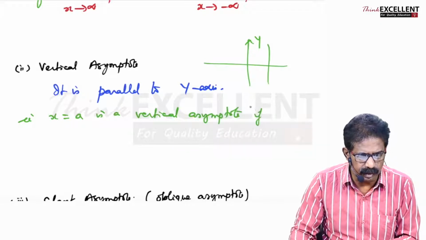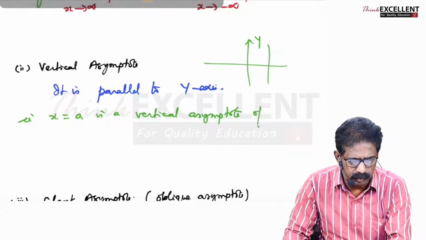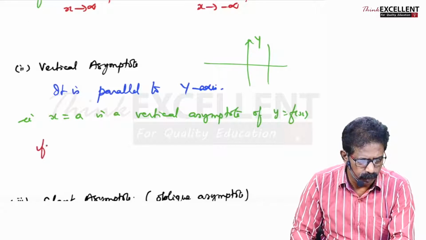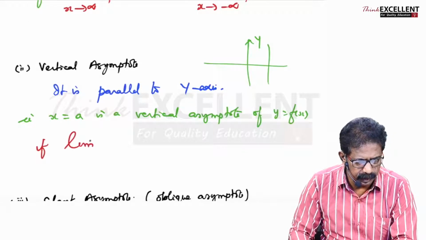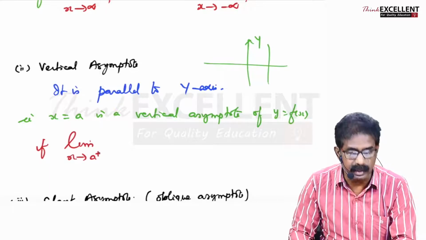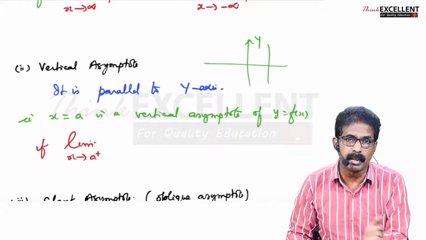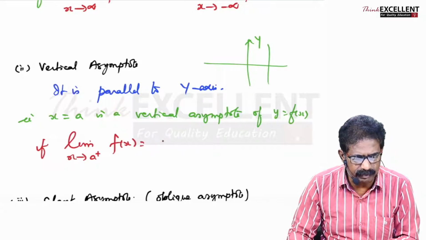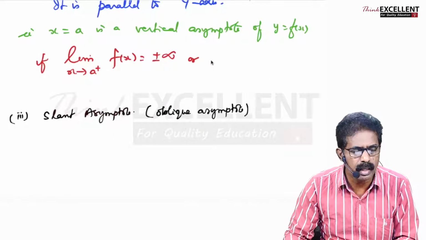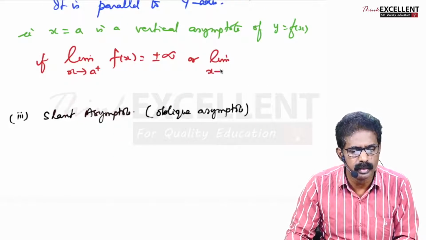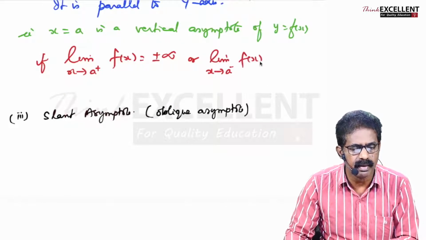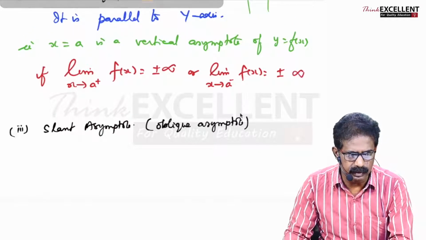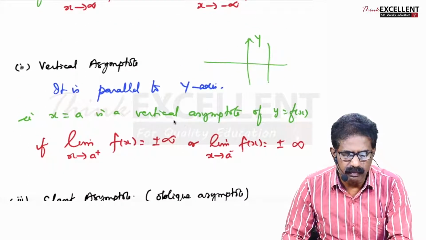X equal to a is a vertical asymptote of the curve y equal to f of x if there is a condition. What is the condition here? Limit x tends to a plus, right limit, or even left limit. Limit x tends to a plus or limit x tends to a minus of f of x equal to, you have to get either plus infinity or minus infinity. So this is the condition for vertical asymptote.